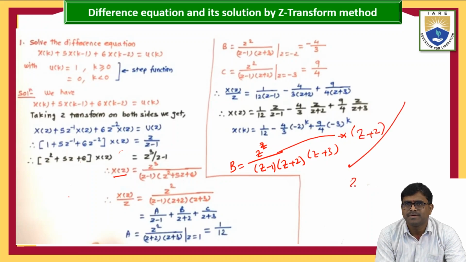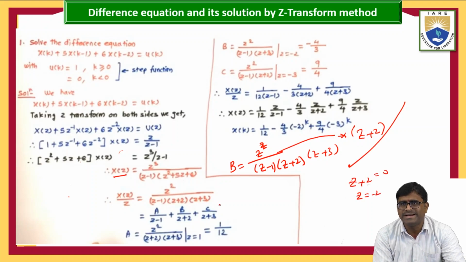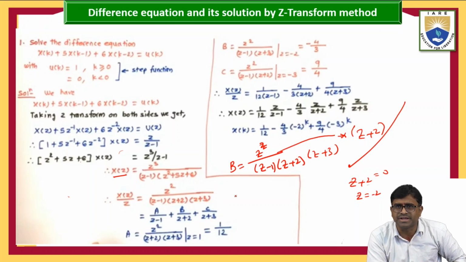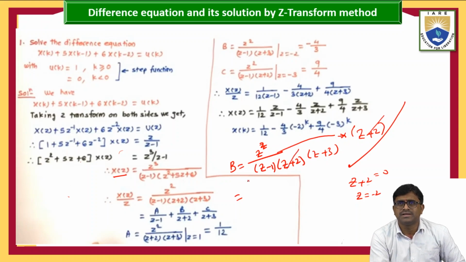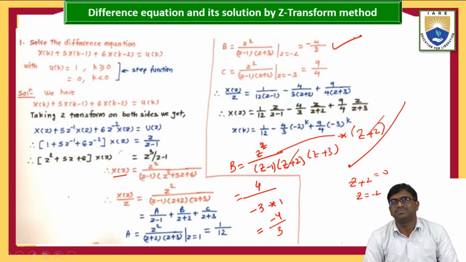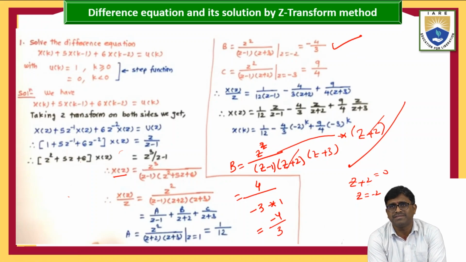Where z plus 2 equal to 0, z equal to minus 2. Substitute here. This z plus 2 and that z plus 2 cancel. With z equal to minus 2, minus 2 whole square is 4, divided by minus 3 into 1, which equals minus 4 by 3. So we got the b value as minus 4 by 3.